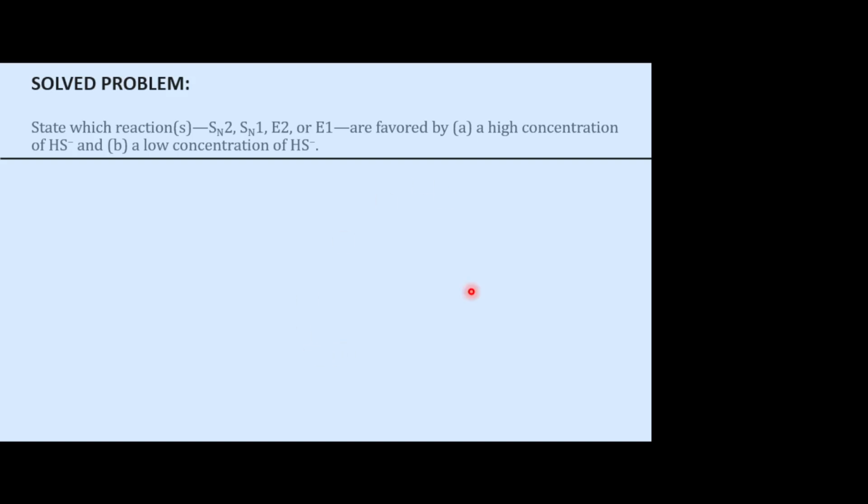So, which reaction or reactions are favored by A, a high concentration of HS minus, and B, a low concentration of HS minus? So, which of these reactions would be favored by those? Go ahead and commit somewhere. I'd recommend writing it down so you can go, ooh, this is a star, need a little extra help. Or maybe you get to go, ooh, I got it right, and I understood this perfectly. I'll give you a minute or so.